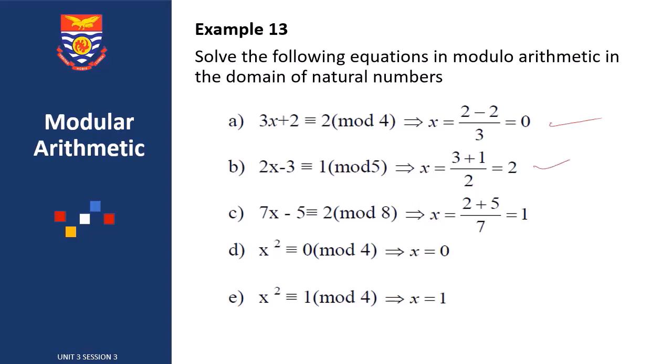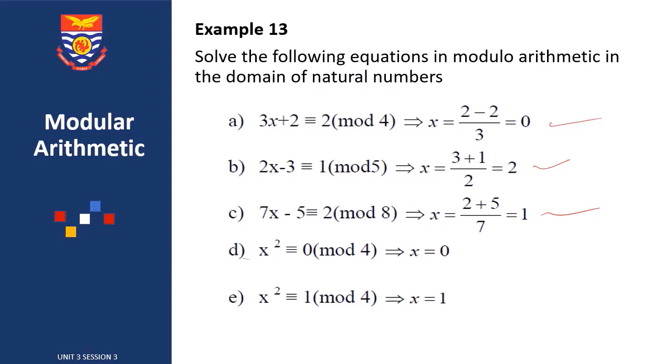The same happens here, 2x − 3 = 1. When you do that calculation, you get x = 2. And for this one, x² = 0, so you get x = 0, twice, so this one is repeated. But here you get x = ±1.